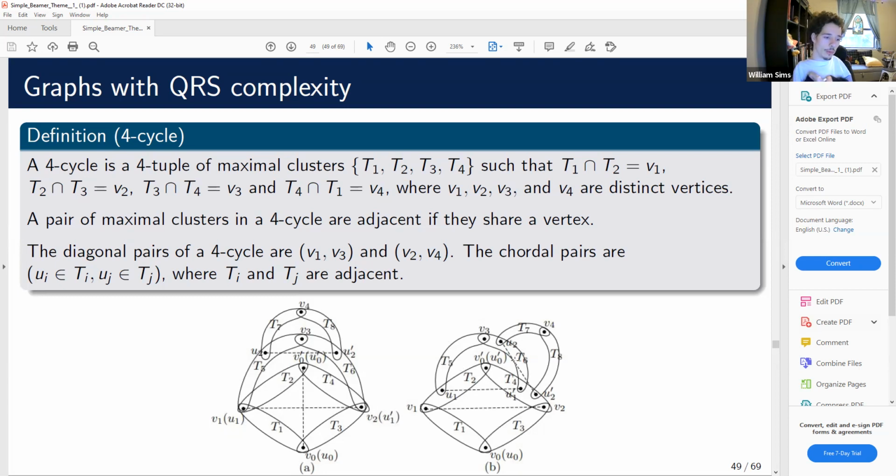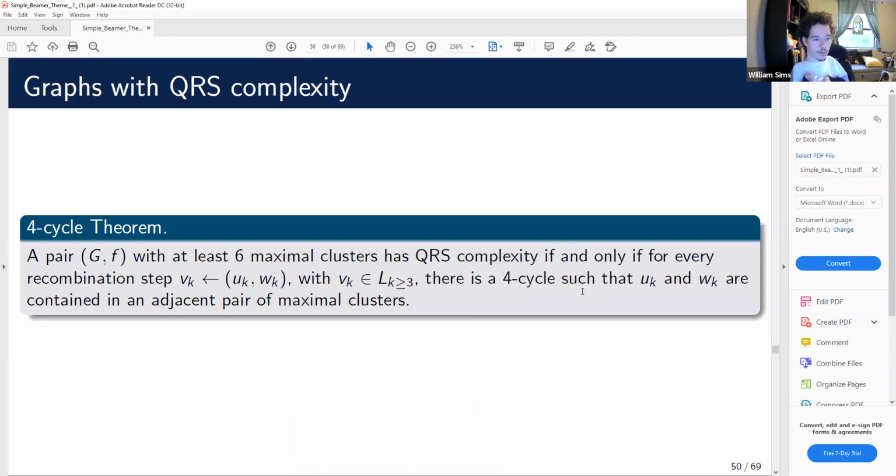Okay, so we've got our levels, which tell us about the partial order of these vertices, and then we've got our 4 cycles. So now we're going to give this characterization of graphs of pairs G, F with QRS complexity in terms of these 4 cycles and these levels. So a pair G comma F with at least 6 maximal clusters, because otherwise it's kind of uninteresting, has QRS complexity if and only if for every recombination step where V sub k is in level 3 or higher, there's a 4 cycle such that its base pair U sub k and W sub k are contained in an adjacent pair of maximal clusters.